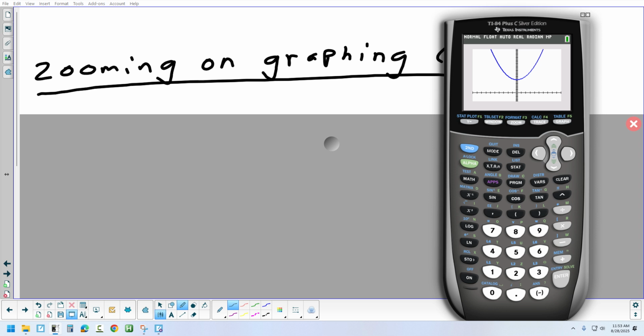So that's how you can adjust your window. And that's one of the most important things you have to do when you're graphing, because if you can't see what you're graphing, you're not going to be able to figure out how to solve the problem. Your screen will be blank.